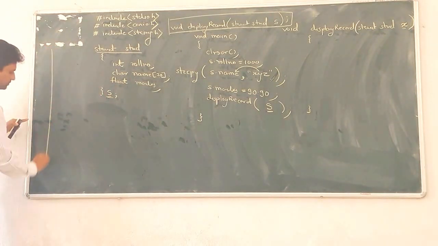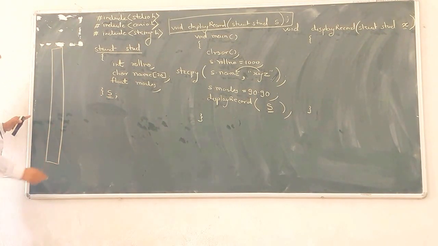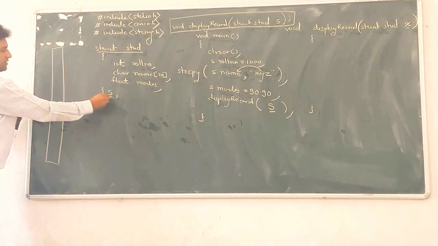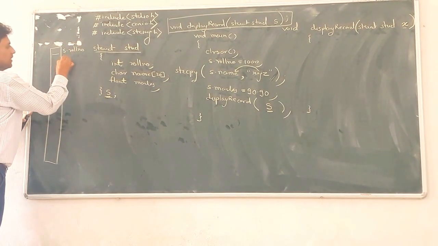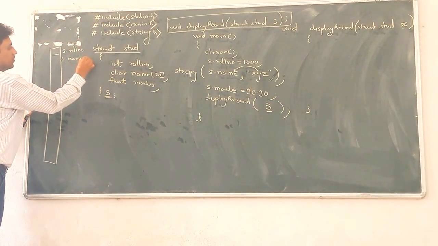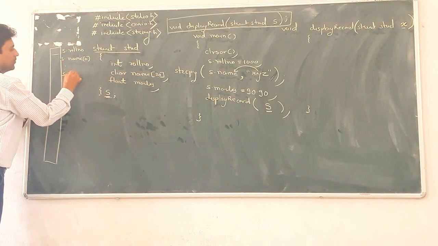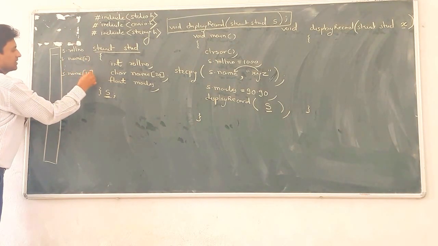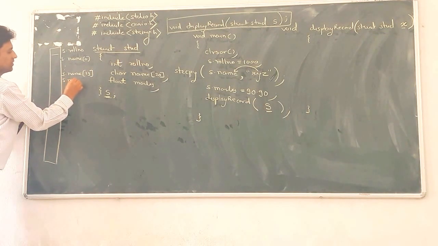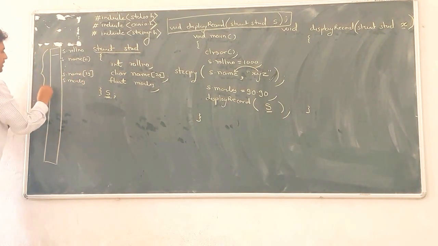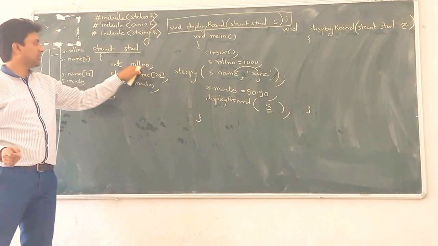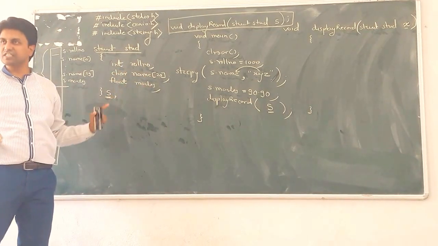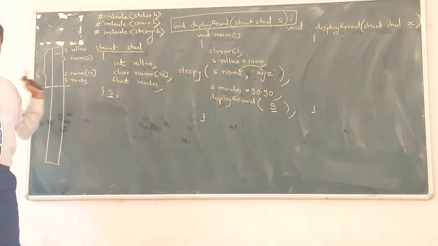So here, in total there are two variables. First is S, the S structure variable. For S, there is S dot roll number, then S dot name starting from 0 up to S dot name of 19, the last character, and after that S dot marks. So this total block is called the S structure variable. Okay, how many bytes are reserved? 20 plus 2 plus 4, that is 26 bytes are reserved for that one structure variable.